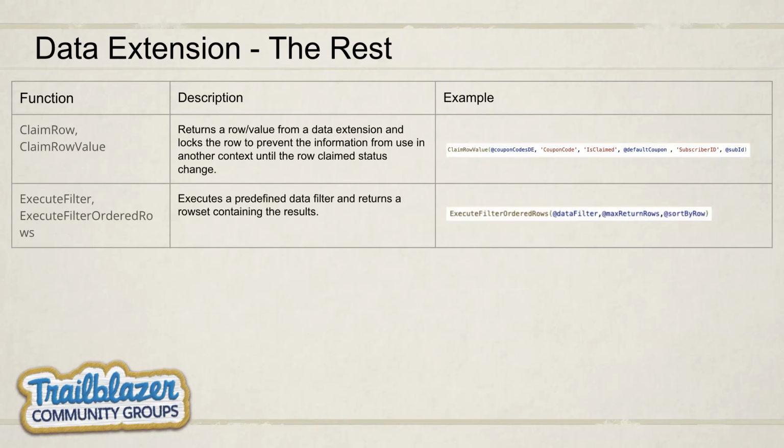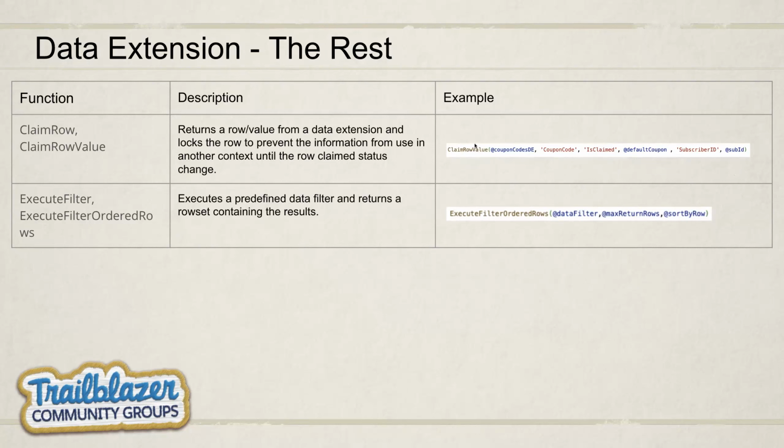So moving on to the rest of the functions. Claim row is an interesting function, both claim row and claim row value. What it does is it returns a row or a value, depending on which one you use, from a data extension, and locks the row. What that means is there is a field, in this example the field is claimed. It will check that field and then return the row if this row is unchecked.